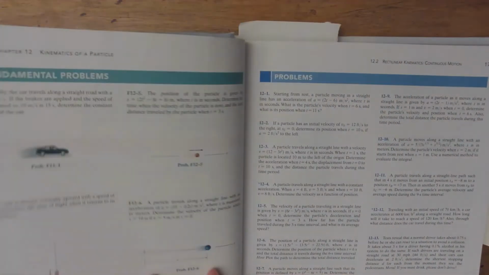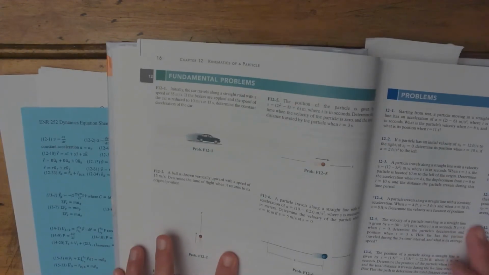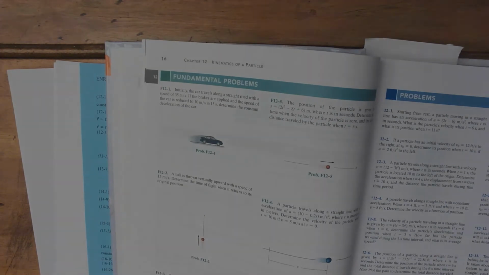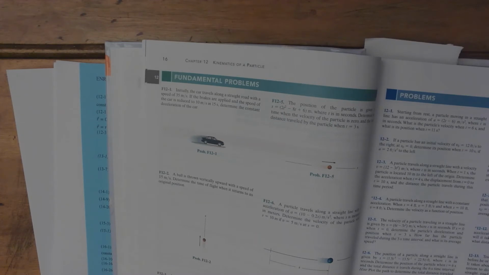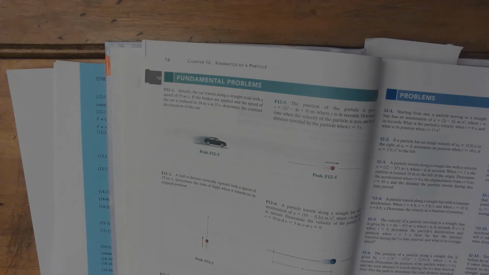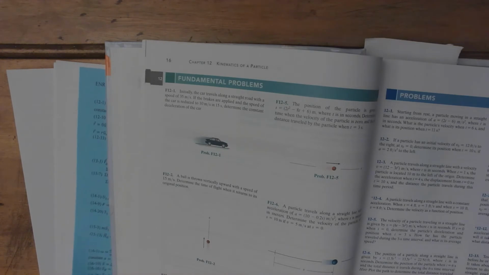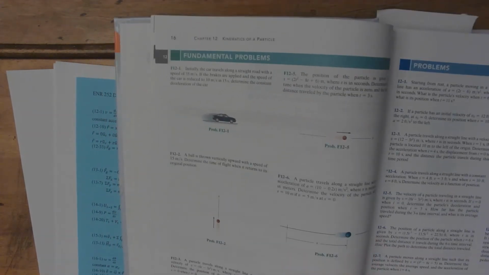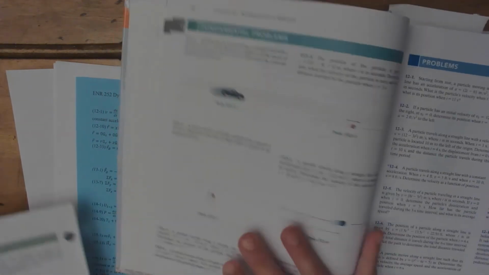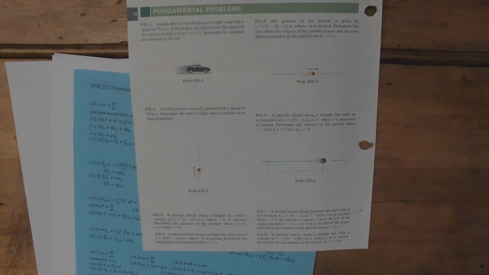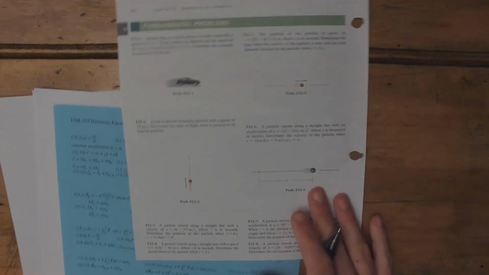Okay, so now let's go ahead and look at fundamental problem 12-1. Okay, so initially the car travels along a straight road with a speed of 35 meters per second. If the brakes are applied and the speed of the car is reduced to 10 meters per second in 15 seconds, determine the constant deceleration of the car. Okay, so let's write down what we have first, and I'm going to do this instead of using the book, I'm just going to use that, which has the same problems on it.